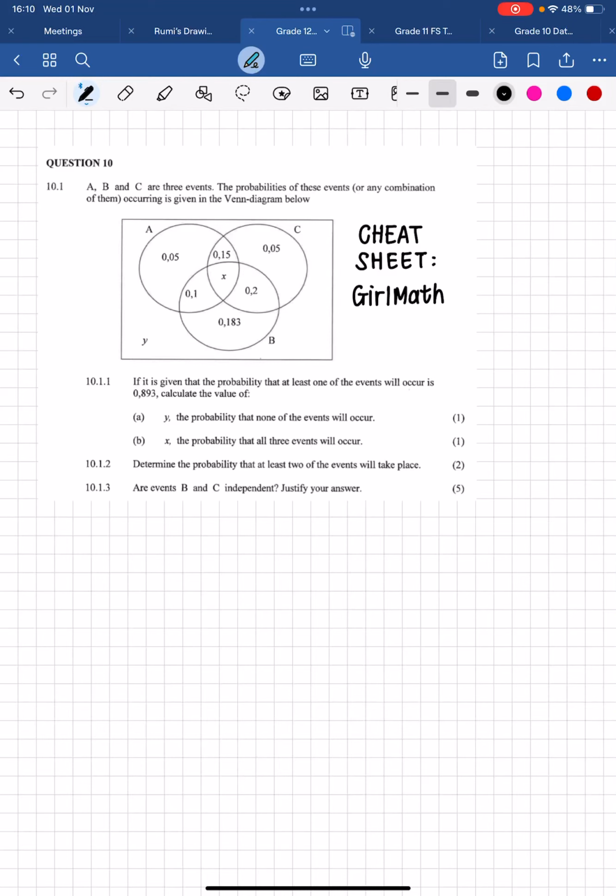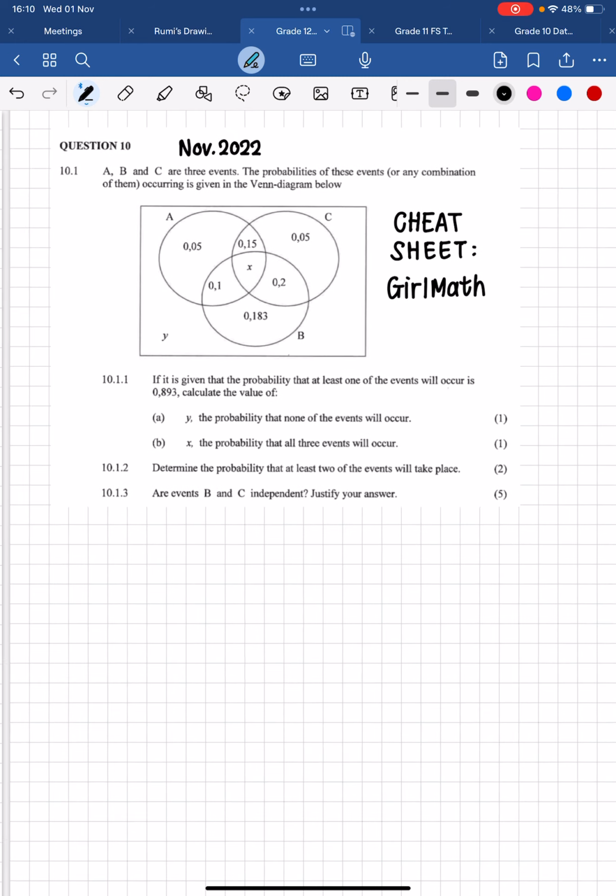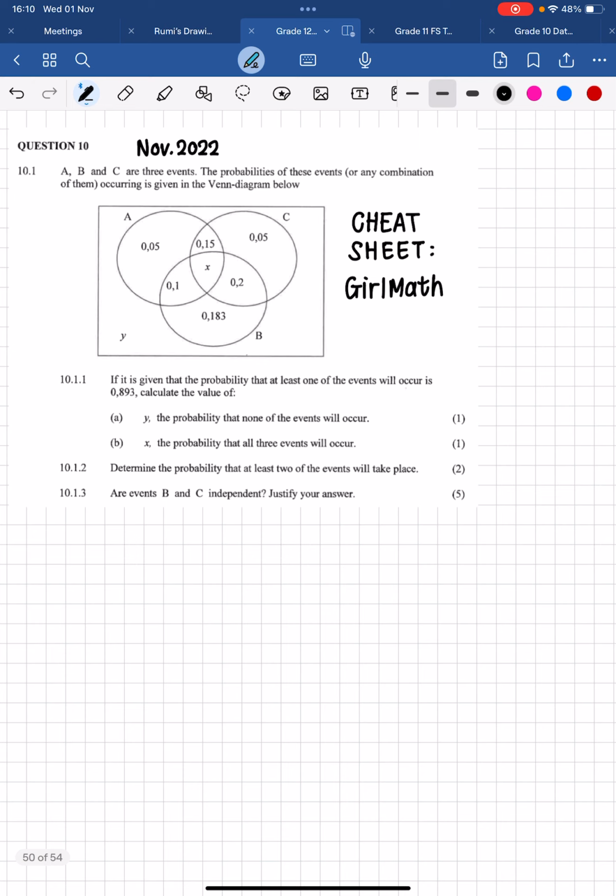All right, I'm just going to write here at the top November 2022. Okay, now guys, they studying history while watching maths.